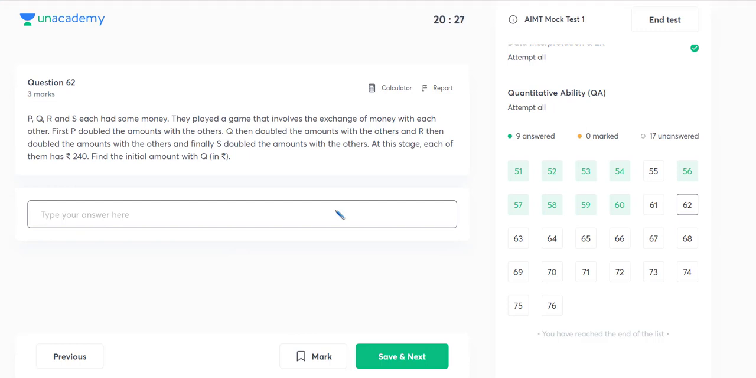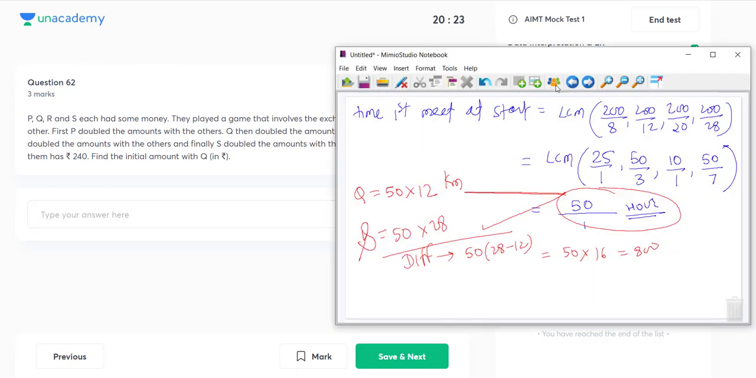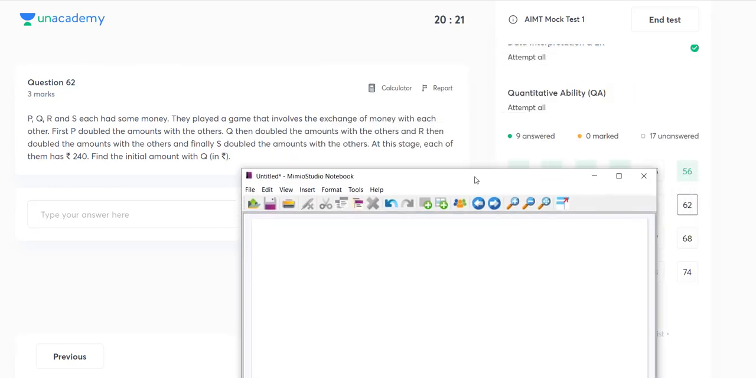We are left with 20 minutes. Look here, this question looks easy. Let's try to attempt this. P, Q, R, S had some money, and they played a game of exchanging money. First P doubled the amount of the others, then Q doubled the amount of the others, then R doubled, then S doubled, and after that each one is having 240. Very easy question. Let's have a look at it.